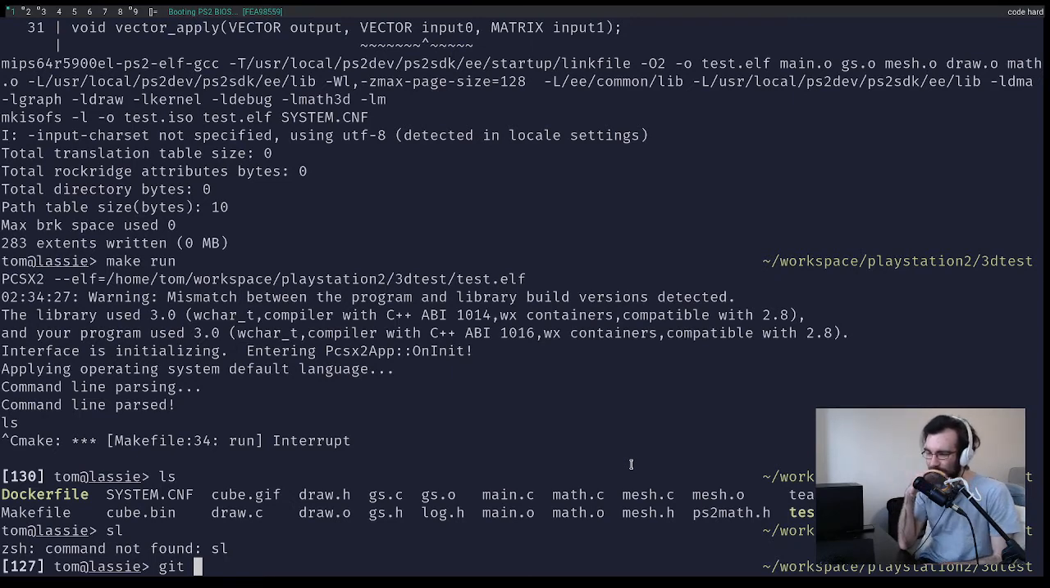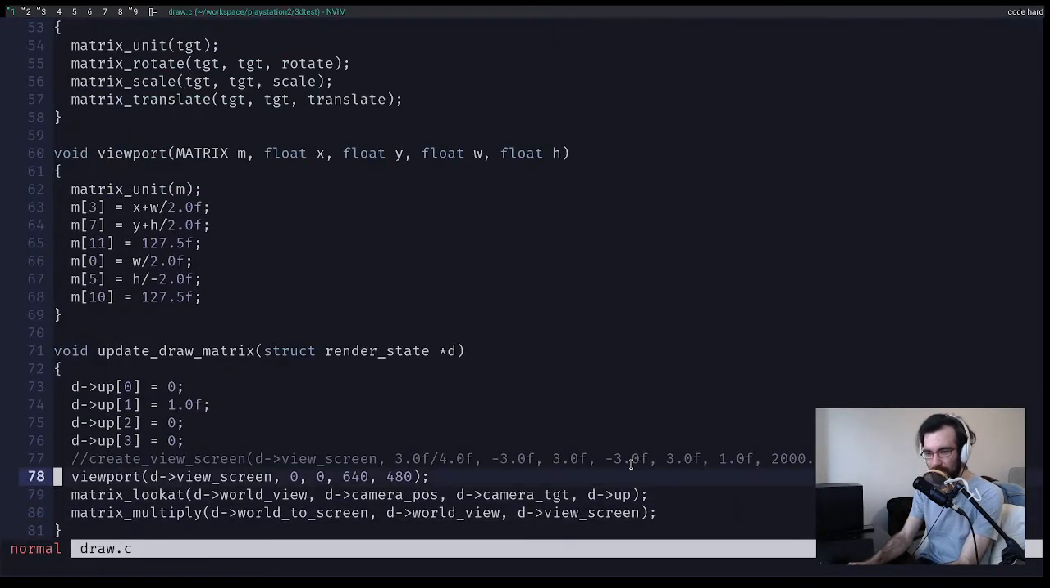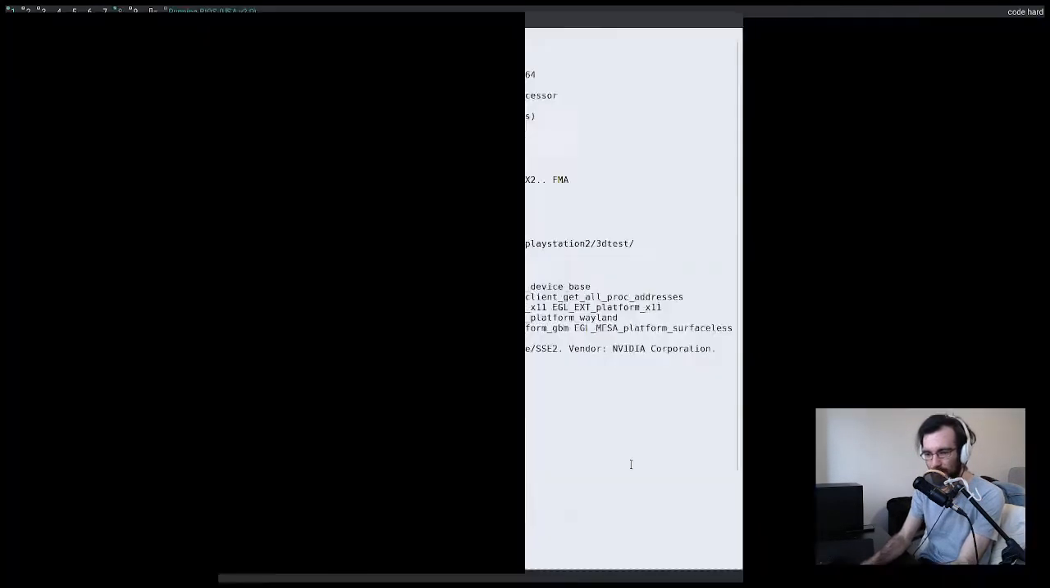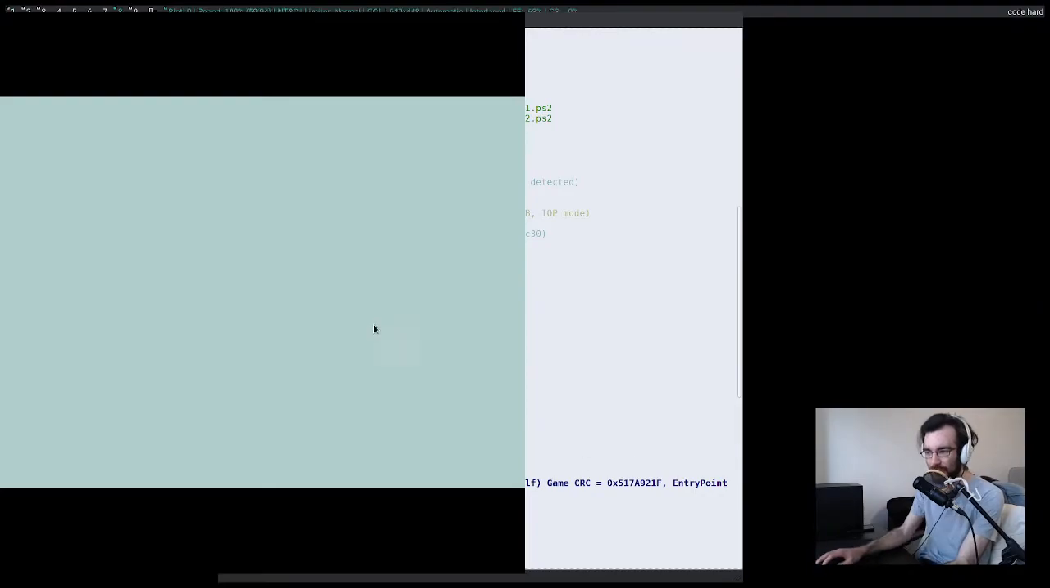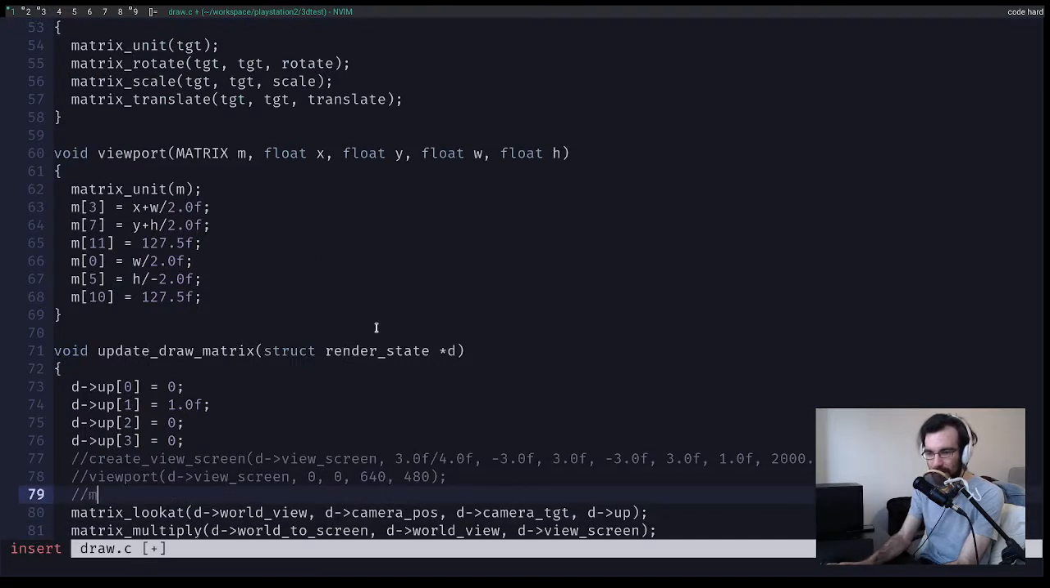So yeah, let's go into draw. Why don't I just get rid of the viewport matrix, by the way? I probably need to make sure it's set to a unit matrix at least. Matrix unit D view screen.